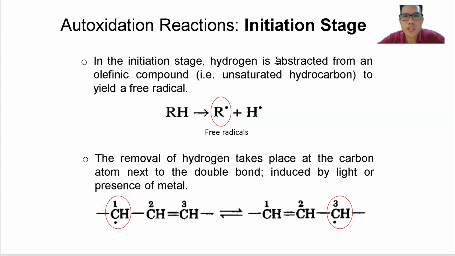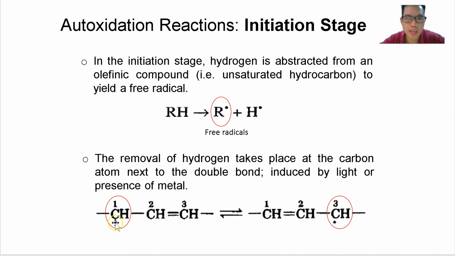Okay, looking at the initiation steps. Basically, the hydrogen is abstracted from an olefinic compound, or what we call unsaturated hydrocarbons, to yield a free radical. This can be a very long hydrocarbon. This one is basically this here, just that they draw it in a different way, because in RH, the R can be a long-chain hydrocarbon here. And R dot here is talking about one of the carbons that has formed what we call a free radical. A free radical is something that is very unstable, and it can attack another molecule here.